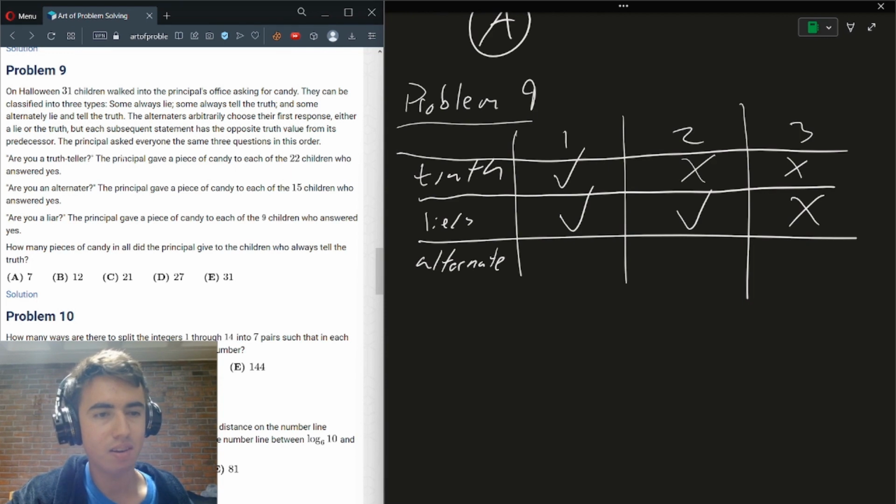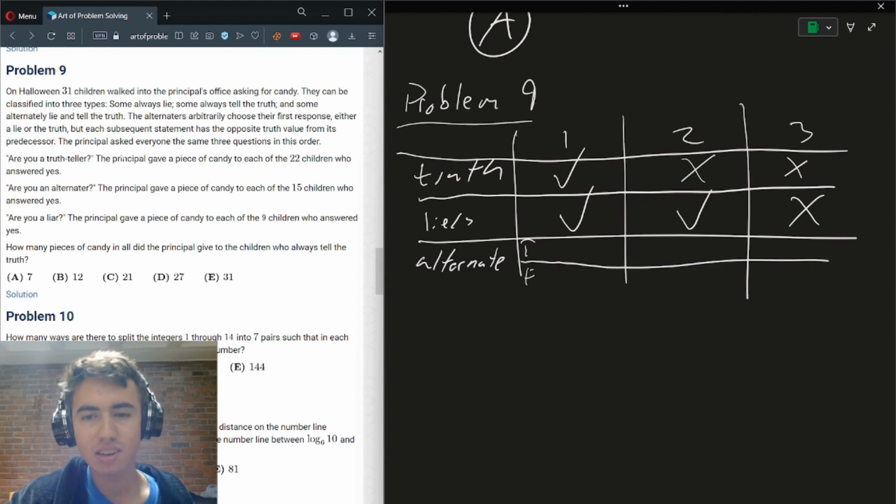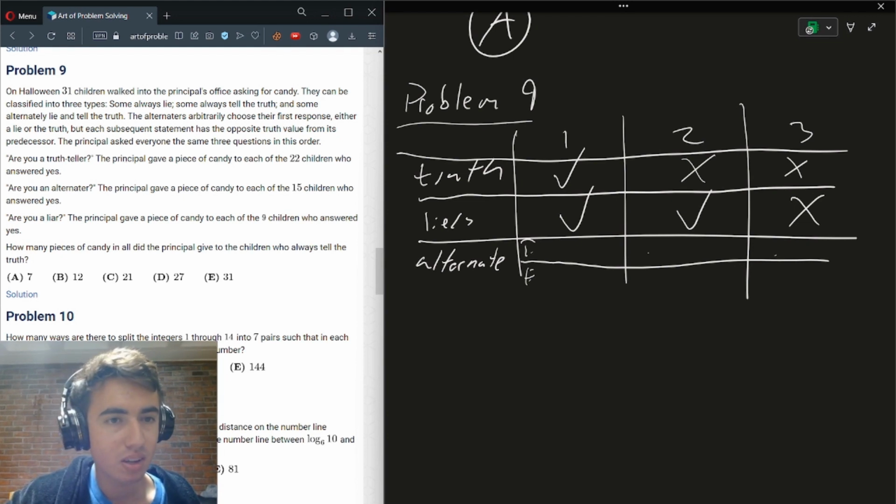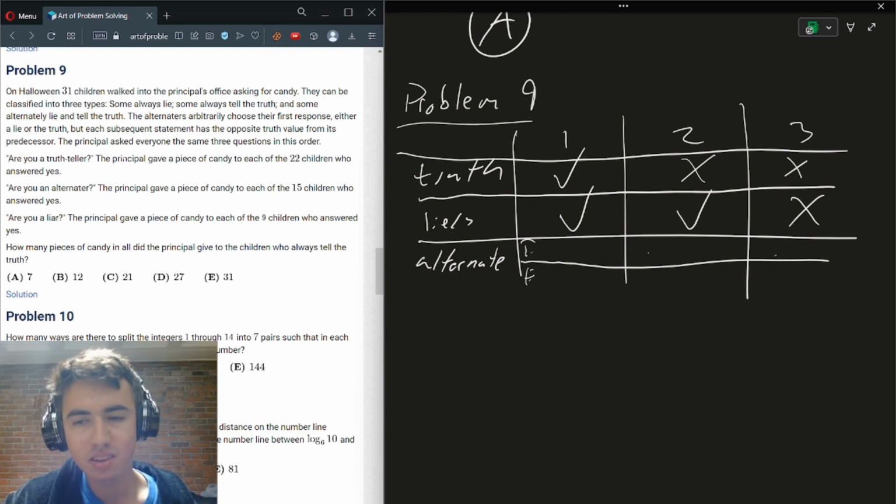And finally, for the last one, now there are two types of alternators. There are those that start with true, and there are those that start with false, right? So I'm going to make them two different groups. These ones will go true, false, true. These ones will go false, true, false. Yeah, you get the point.